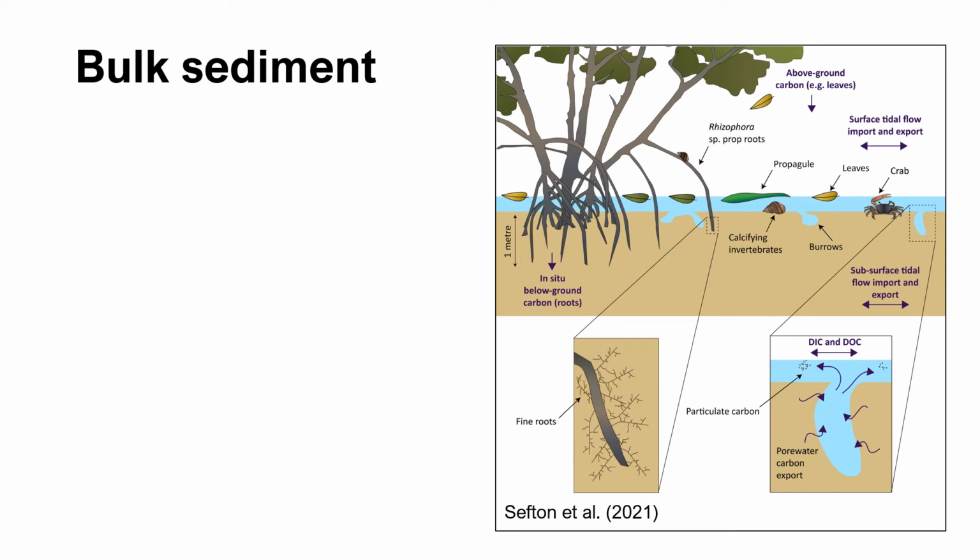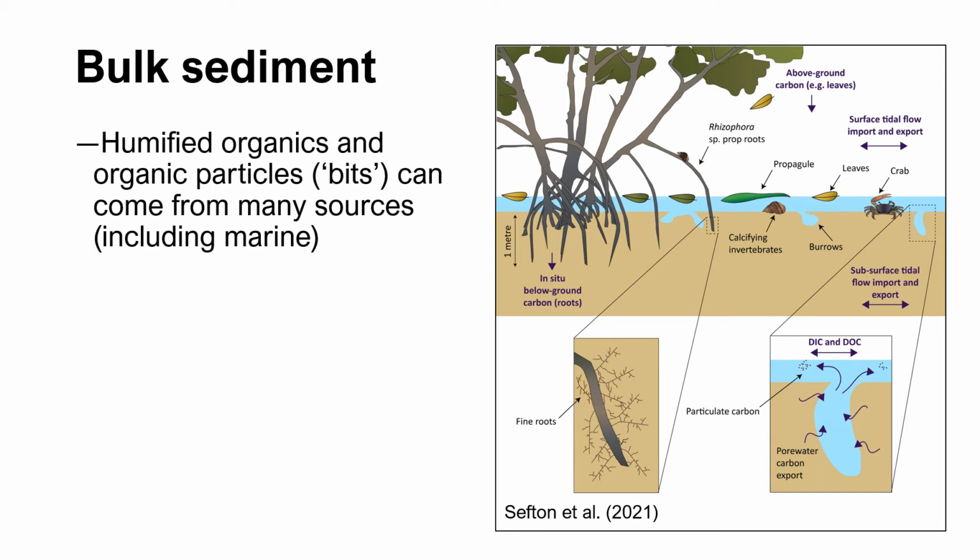Well, bulk sediment. And most studies have used this approach for their radiocarbon dating because there weren't many other options. So bulk sediment is made up of lots of different things in a mangrove. It's unknown what the primary source of it really is. It's probably roots, but there's a lot of work to be done on that.